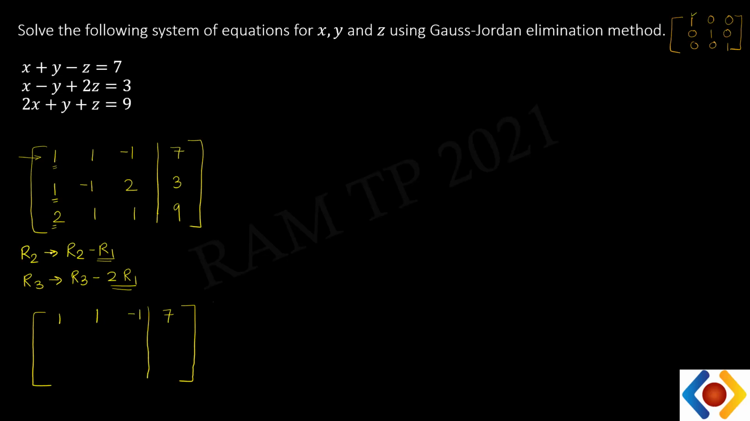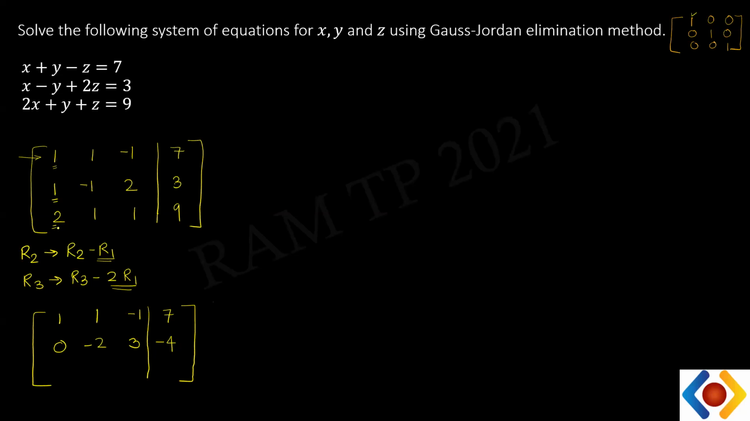Okay, row 2. What are we doing? From row 2 elements, we are subtracting row 1. So very careful. 1 minus 1 is 0. Minus 1 minus 1, that will become negative 2. 2 minus 1 is... 2 plus 1, which is 3. 3 minus 7 is minus 4. Very good.